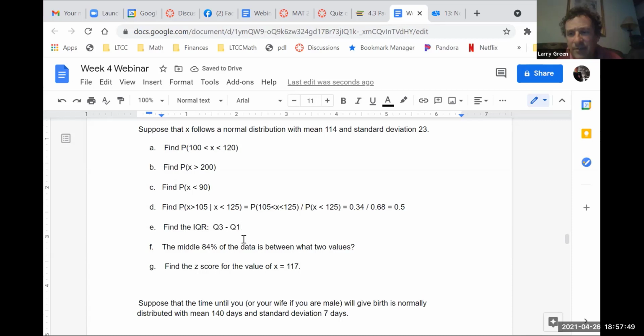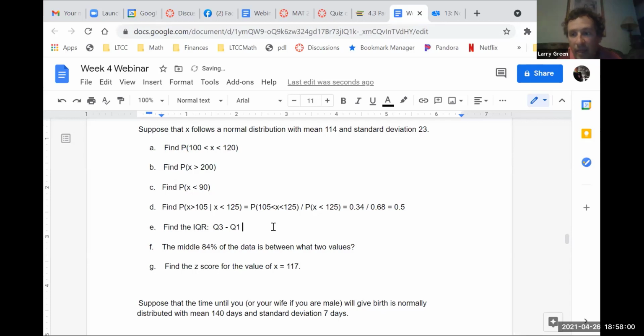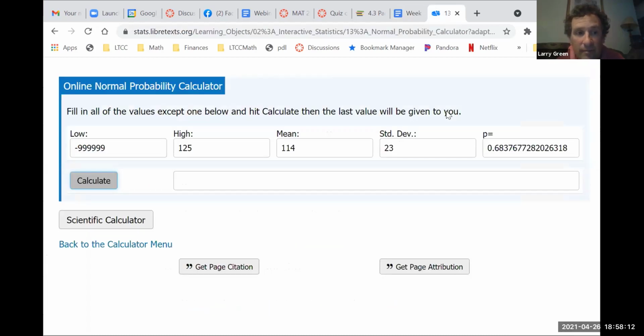What is Q3 by definition? What does that mean? 75%. Yeah, it means 75% is less than that number. Does that make sense? We don't know what that number is. That's what we're trying to figure out. So now we go back to our calculator. All right, so what can I put in if I want to find the number such that 75% is less than that number? So what changes here? What am I looking for? The low, the high, the mean, the standard deviation, or P? What am I looking for? Because that's important.